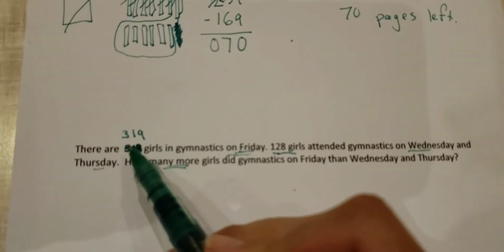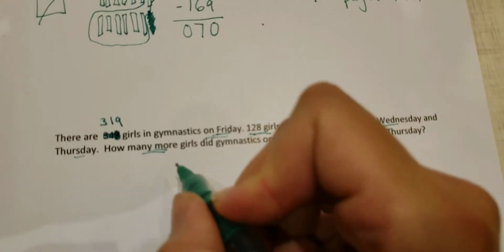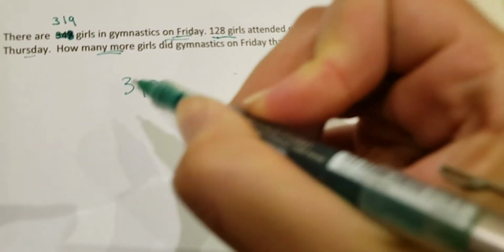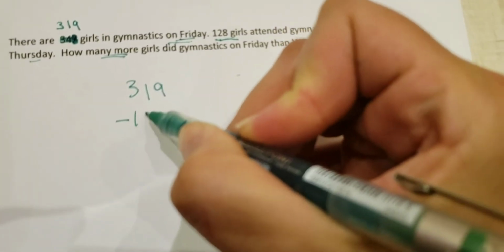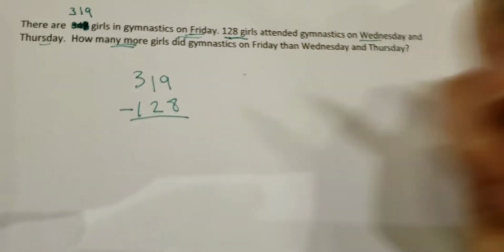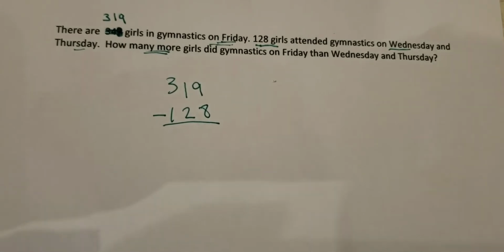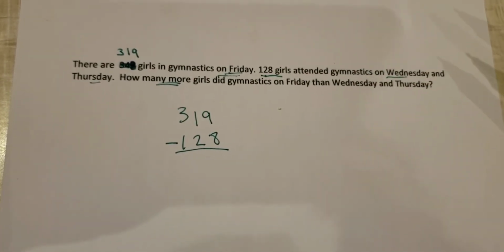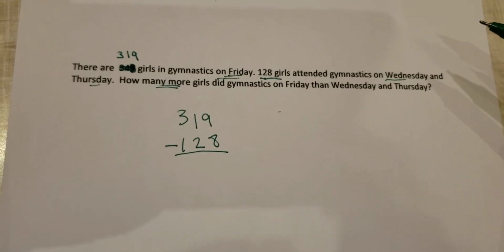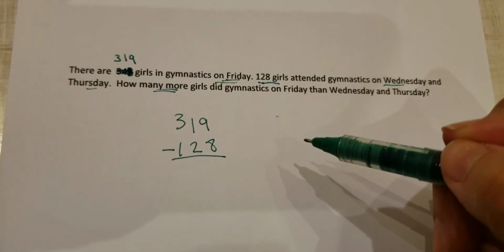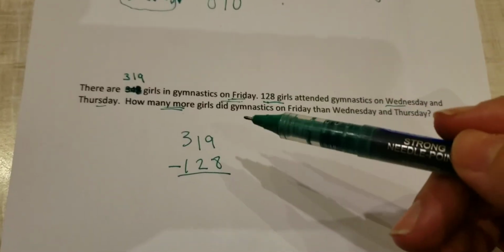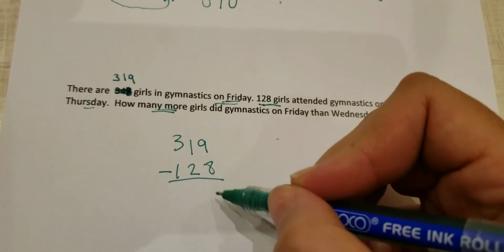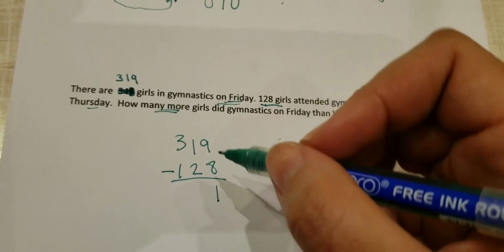So let's start with the bigger number here. It's a subtraction problem, okay? So 319 minus 128, remember to line up those place values, okay? We rewrote our problem using the information from the word problem. And now we're going to subtract the ones. Now you can draw the base 10 if you need to, but I think I can do some mental math here. 9 minus 8 is 1.